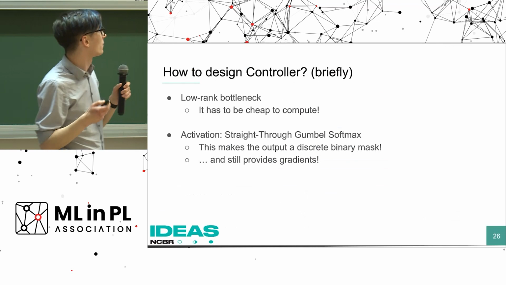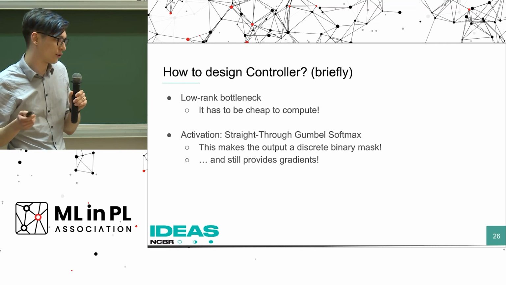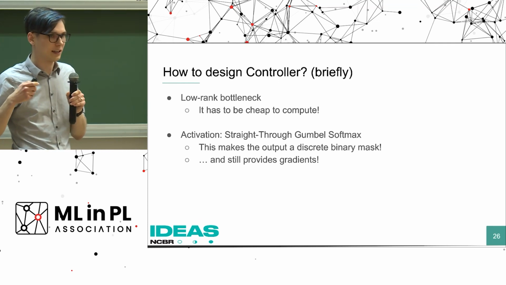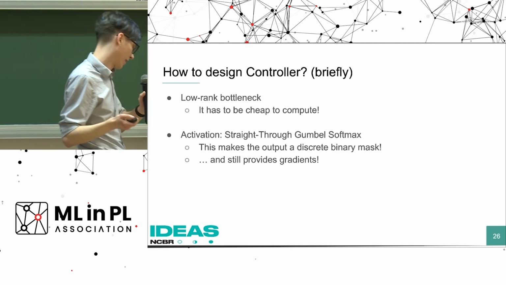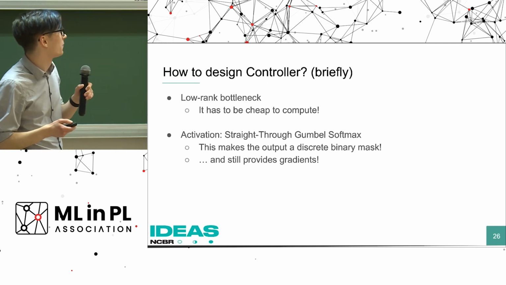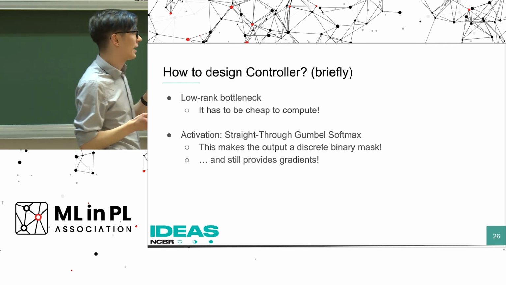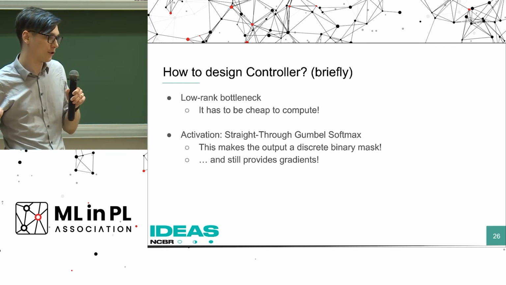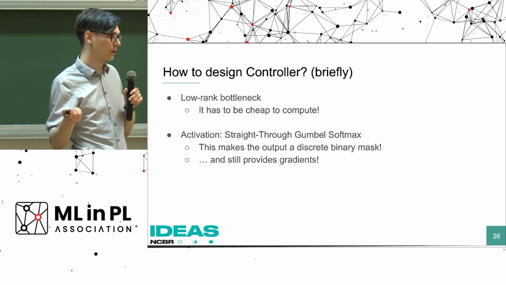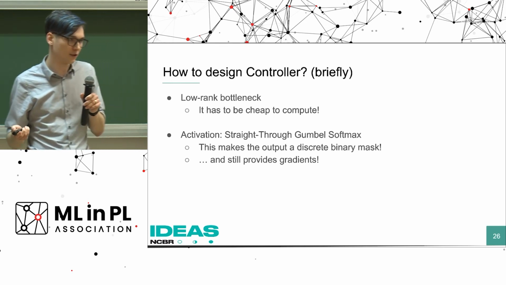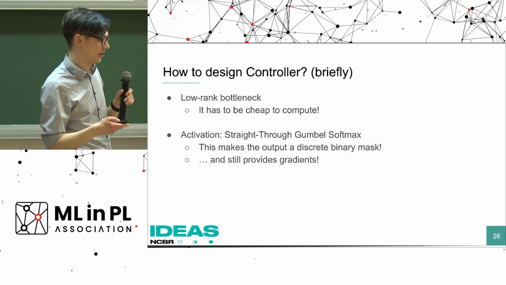I will talk a bit briefly about how to design a controller. First of all, it has to be significantly cheaper to compute than the original feed-forward layer, because otherwise there would be no point. So it has to be cheap to compute, so we use a low-rank bottleneck. This seems to be enough. And for activation, we use a straight-through Gumbel softmax. Basically, this makes the output a discrete binary mask like we want, but it still provides gradients to the controller. So the controller is still learnable during training, along with the rest of the layer.